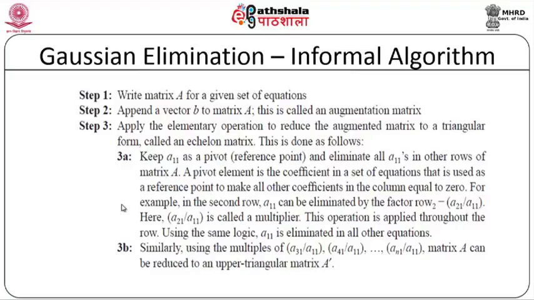Then do something called augmentation, where the vector B is appended to the matrix A, and once we have this augmented matrix, we can keep A11 as the pivot element, and having this as the pivot, we can eliminate all the corresponding coefficients of the other equations. After that we can use the same principle to remove all the redundant coefficients, so that we can have an upper triangular matrix.